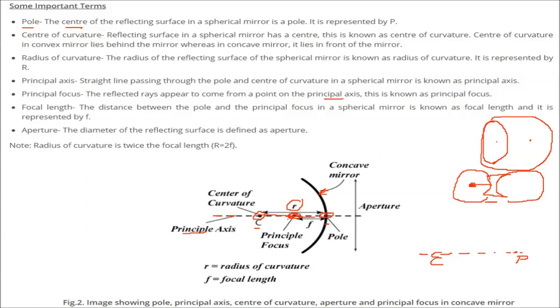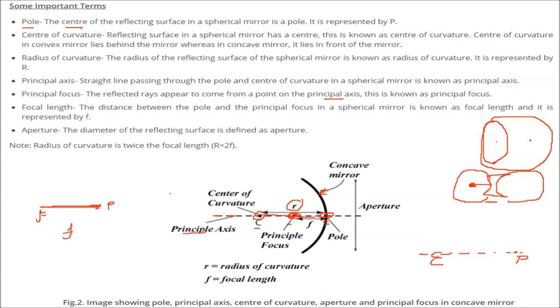Focal length. The focal length is the distance from the pole of a spherical mirror to the principal focus. We just learned that this is the principal focus and this is the pole. So if this is the pole and this is the principal focus, the distance between these two is known as the focal length, and this is represented by f.